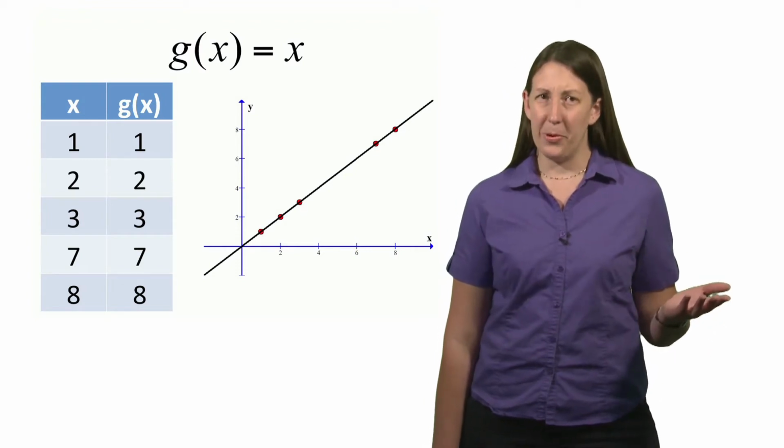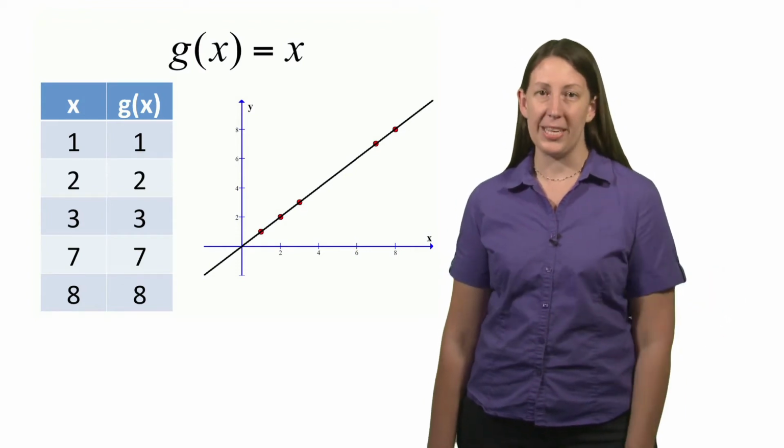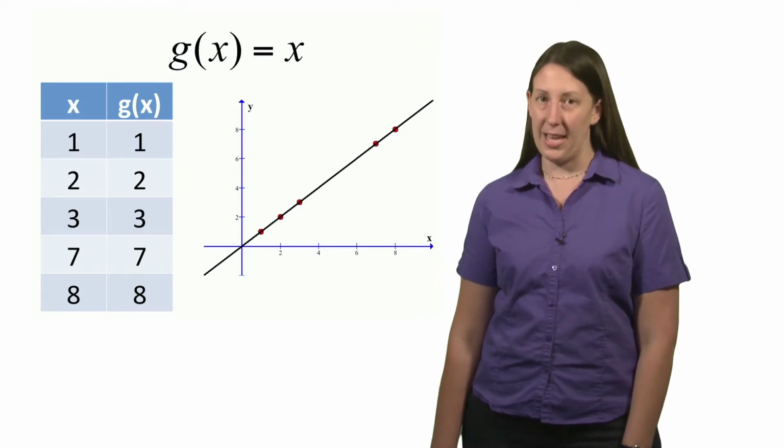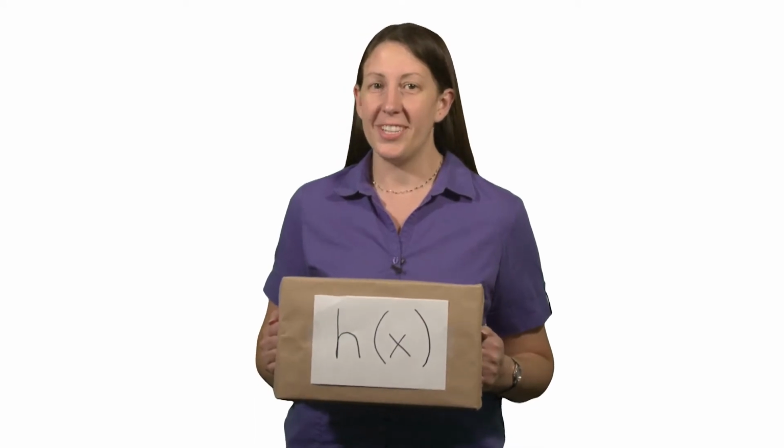Just having 5 data points isn't enough to determine what the function actually is, but based on this, my best guess is this is probably the function g of x equals x. Let's look at a new function, h of x.